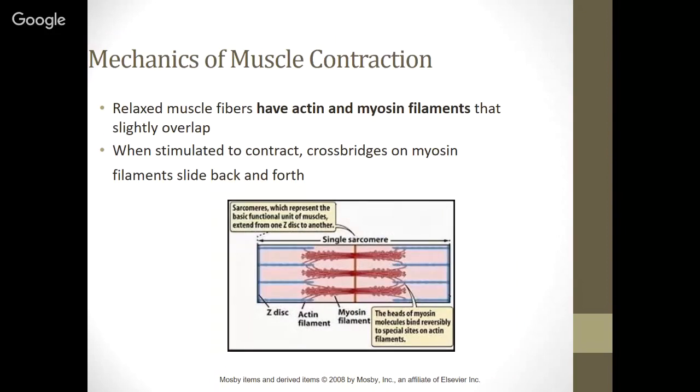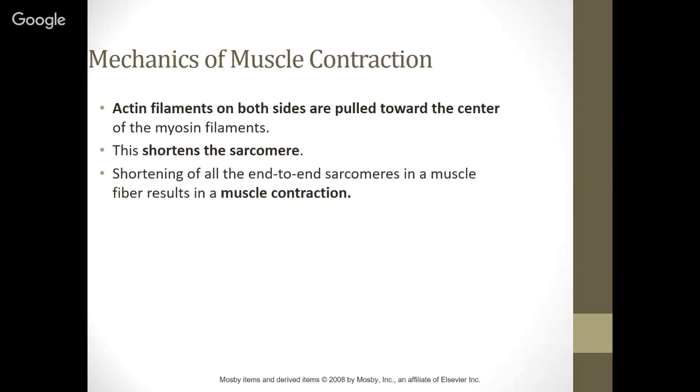The mechanics are that we have a relaxed muscle fiber that has actin and myosin filaments that slightly overlap, but they don't come into a lot of contact with each other. But when they're stimulated to contract, we have cross bridges on the myosin filaments that slide back and forth. So this is what makes it kind of look like a factory happening, where you have those myosin filaments pulling on the actin filaments and bringing them toward a center point so that it contracts from Z disc to Z disc. Actin filaments on both sides pull toward the center of the myosin filaments, which shortens the sarcomere, and the shortening end to end of all the sarcomeres in a muscle results in that muscle contraction.